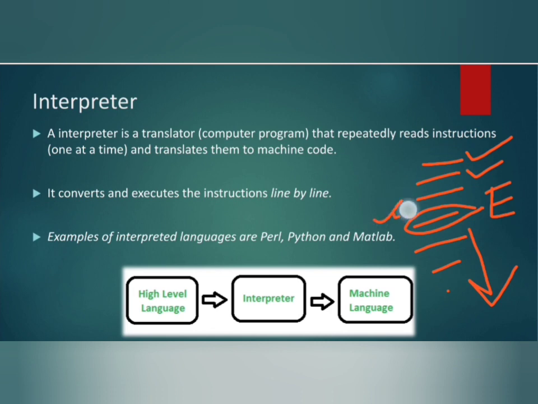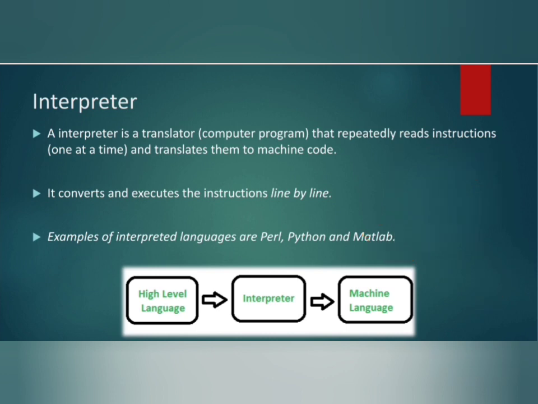We need to correct this, get rid of the error, and only then interpret it again from the starting, and then it will interpret and translate them into machine language. So it takes a lot of time for the interpreter, since it converts and executes the instruction line by line. Examples of interpreted languages are Perl, Python, MATLAB, and so on. So this is the diagram: high level language, here is the interpreter, and it translates to machine language.